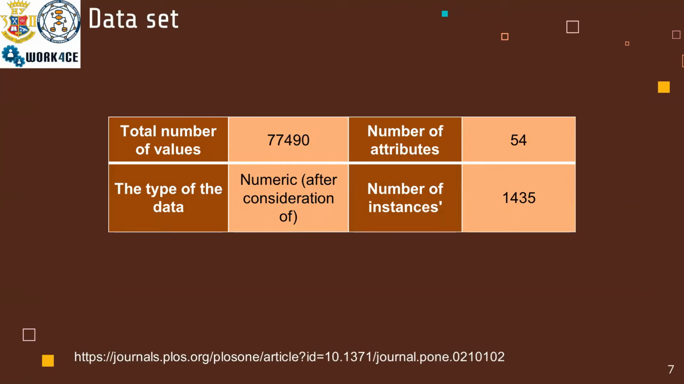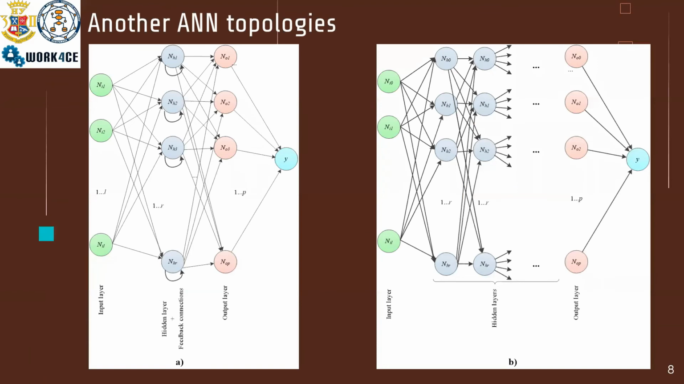For testing, we used a well-known dataset about pneumonia patients. You can see the general information about the dataset and the reference to work with this dataset. We decided to compare the CNN with other modern artificial neural network topologies. These are recurrent and deep artificial neural networks. And the architecture of these topologies you can see on the slide.